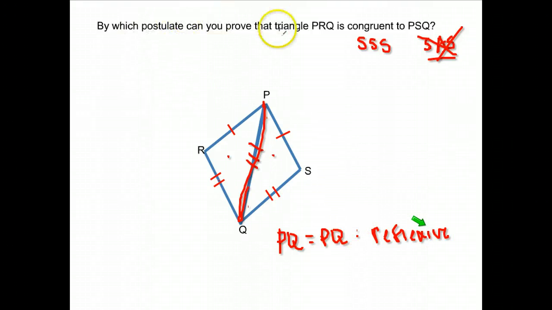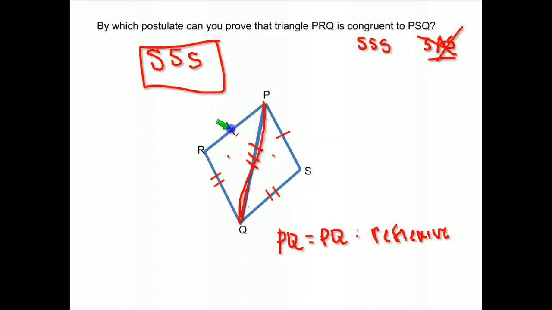Okay, so by which postulate can we prove those two triangles are congruent? By SSS, side, side, side. We have three sides of this triangle congruent to three sides of this triangle, therefore the two triangles are congruent.